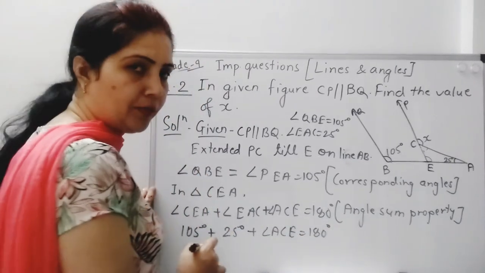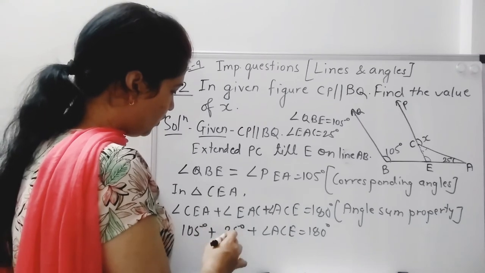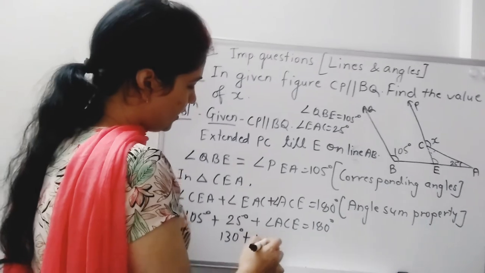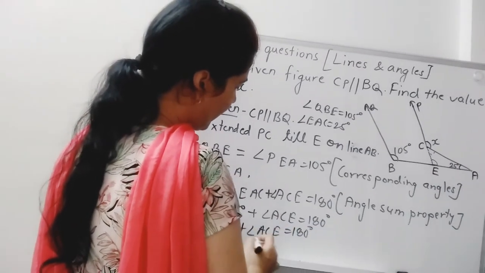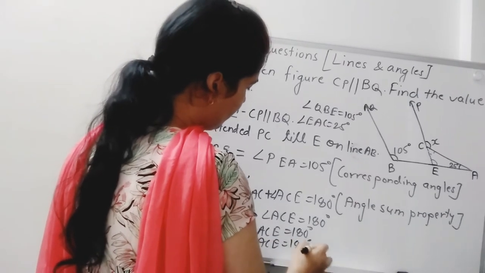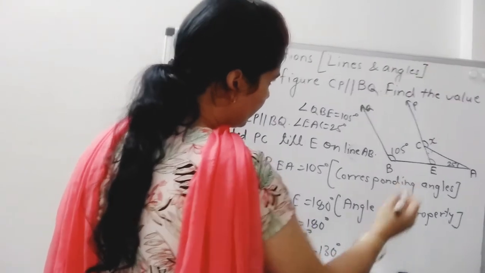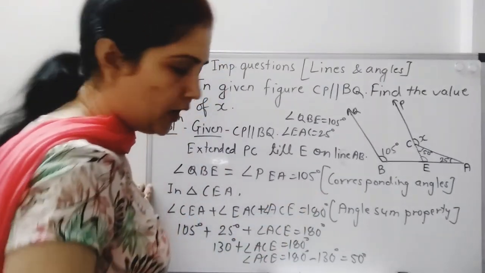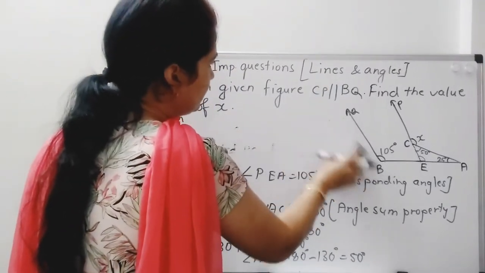So 105 plus 25 will be 130. 5 plus 5 is 10, 2 plus 1 is 3, and it will be 130 degree plus angle ACE is equal to 180. So angle ACE will be equal to 180 minus 130 degree, means 50 degree. Now we have found out this angle is 50 degree. Okay. Now by using linear pair we can find out the value of X.